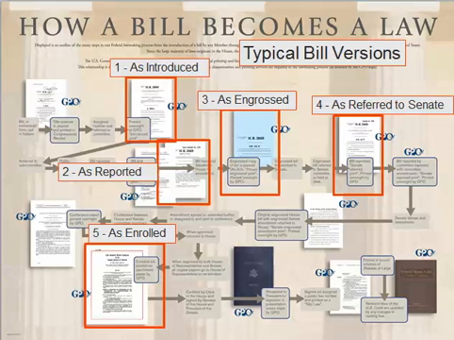So this is the picture of where the bills are printed. Typically, they're printed as it's introduced, as it's reported out of committee, as it's engrossed, meaning passed one of the chambers, as it's referred to the other chamber. It could be printed again as it's reported out of that committee if it is. And then finally, it's printed as an enrolled bill. That's the way it passed both versions.